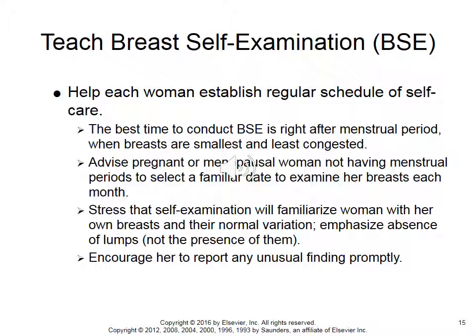The most common complaint you're going to hear from patients is, well, I don't know what I'm feeling for. And the reassurance that I would provide to them is that if you're doing your exam every month, you're going to notice if something is different. And then definitely encourage them to report any unusual finding. They would come into the office, get a breast exam done by a provider, nurse practitioner, nurse midwife, physician, whoever, and then generally they would get scheduled for a mammogram or a breast ultrasound to investigate the problem further.